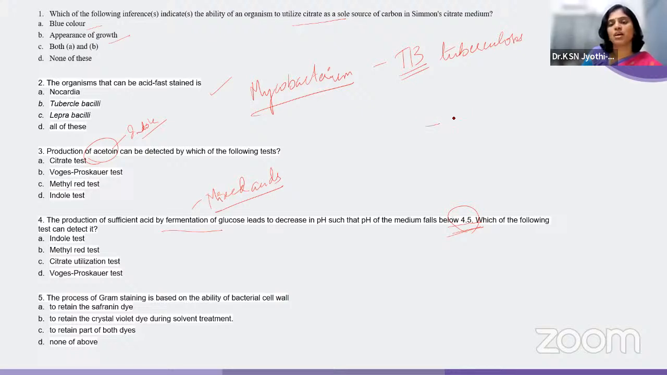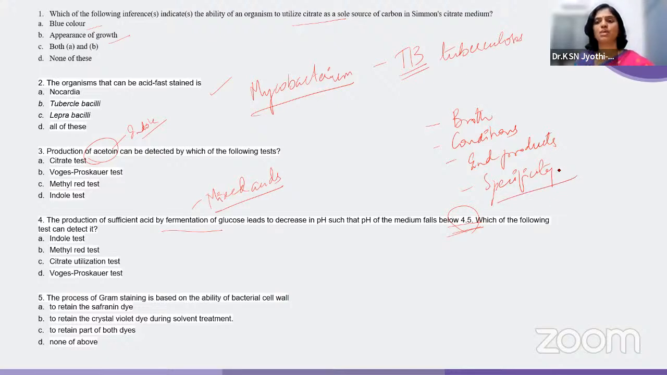I'll repeat. Remember the broth used, conditions applied, end products produced. If there is any specificity for a particular test, you should also know what the test is specific for. I mean, specificity to a particular organism or to a particular genus or to a particular species. Remember that. So if you are studying these tests from this perspective, I think you will be able to answer most of the questions from the entrance exam perspective.